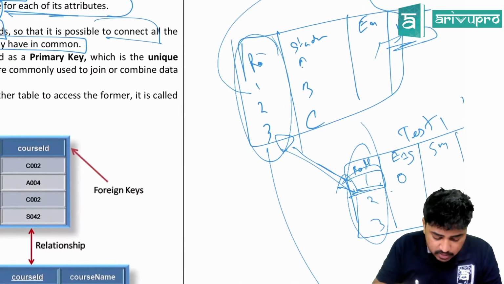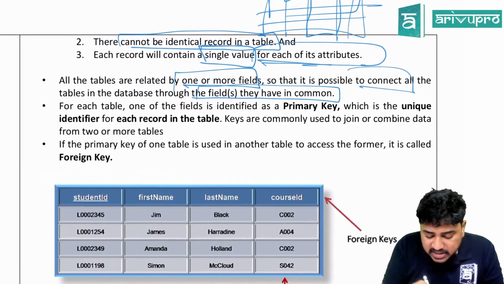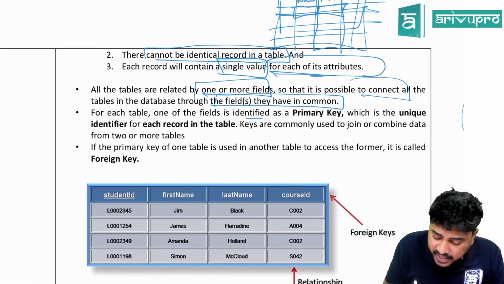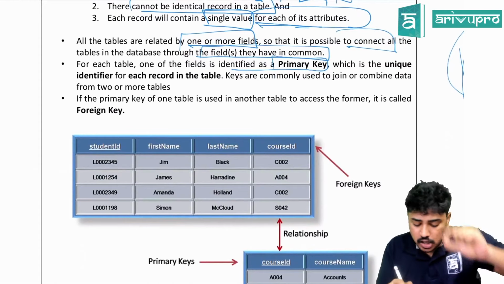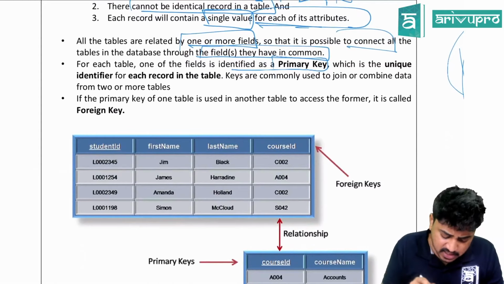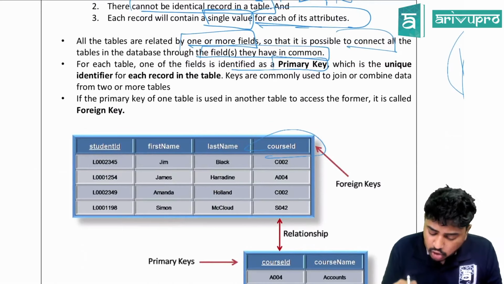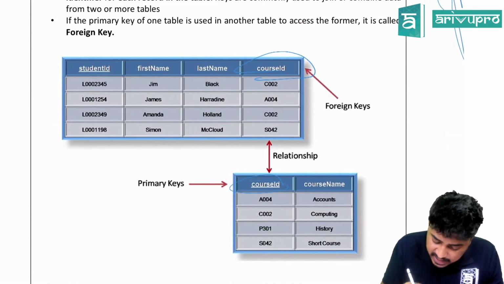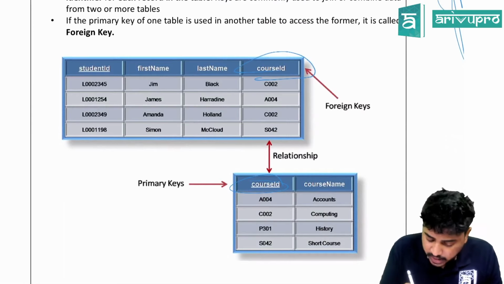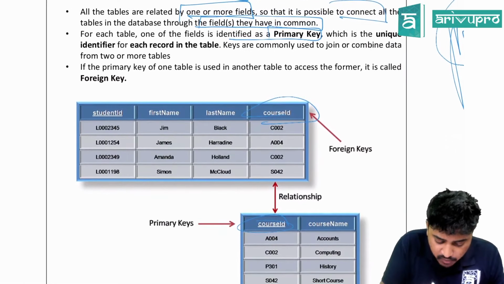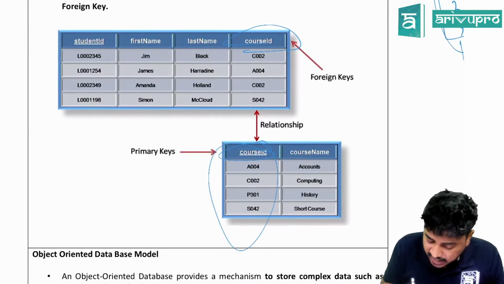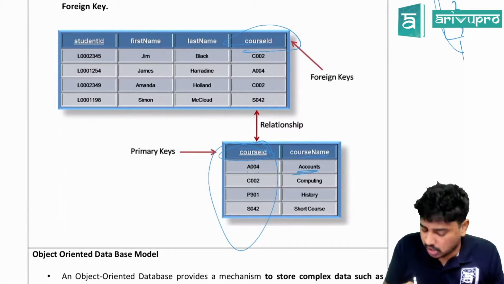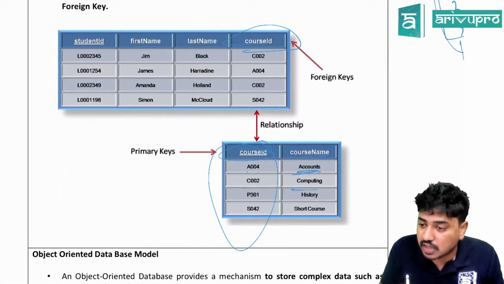Okay. Now let us see what they are trying to say. For each table, one field is identified as the primary key. Now they have given this example here. See here, course ID. Course ID is the primary key here. This is the common field they are saying. For each table, one field is identified as a primary key. Yes, this is the primary key. So course ID and course name. A004 means accounts. C002 means computing.